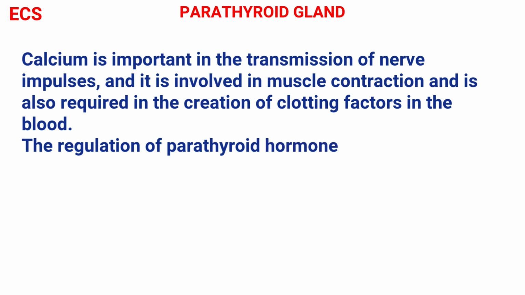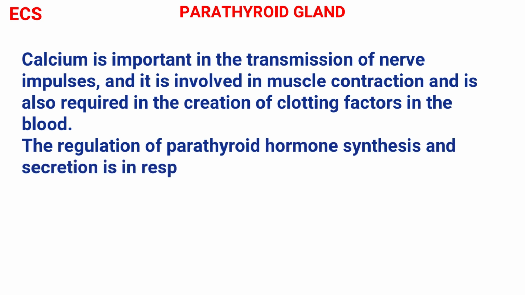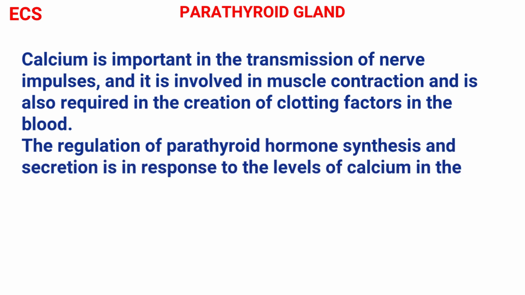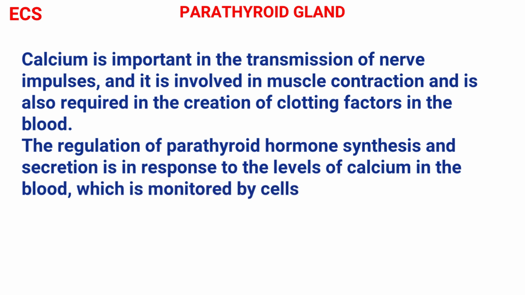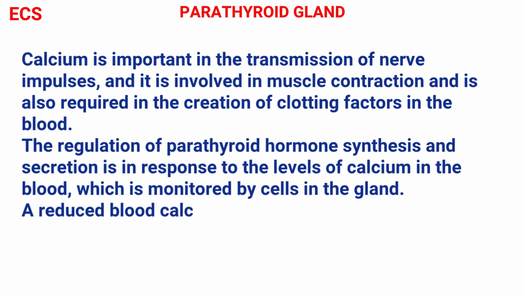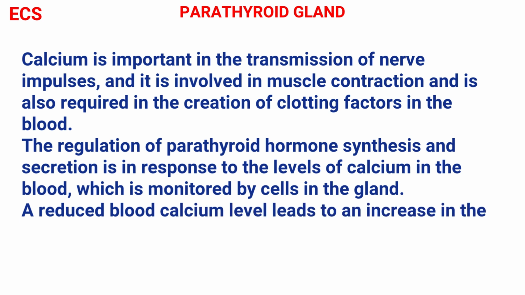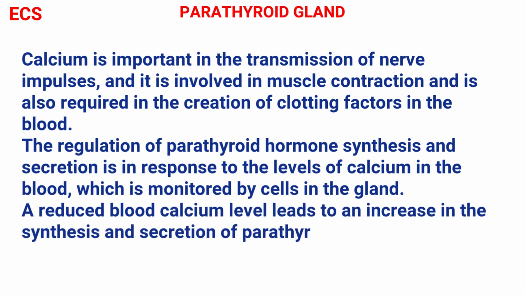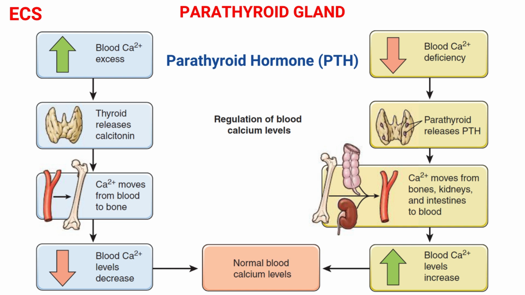The regulation of parathyroid hormone synthesis and secretion is in response to the levels of calcium in the blood, which is monitored by cells in the gland. A reduced blood calcium level leads to an increase in the synthesis and secretion of parathyroid hormone. In an effort to achieve calcium homeostasis, parathyroid hormone exerts its influence on the bones, kidneys, and intestines.